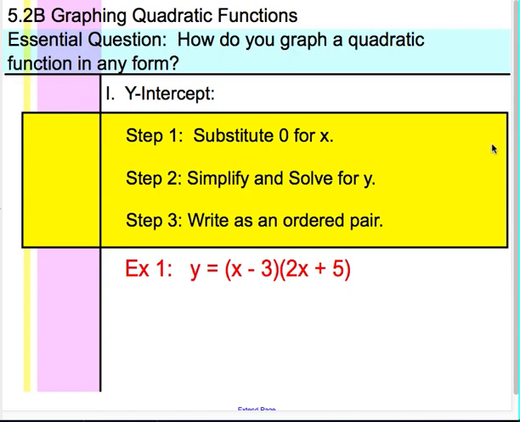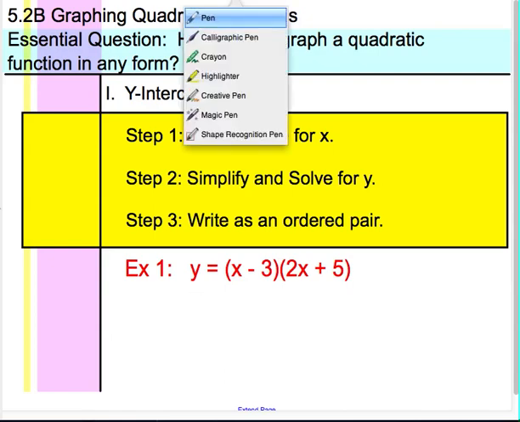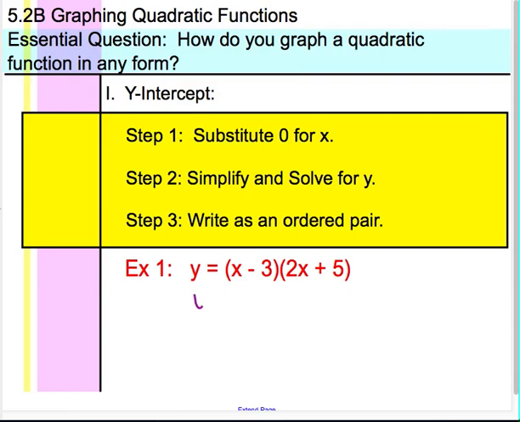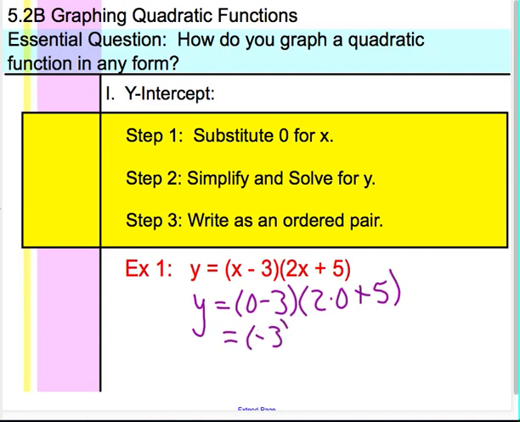So our first example, we have in factored form. So we substitute 0 for x in both places. So x minus 3 becomes 0 minus 3, and 2x plus 5 becomes 2 times 0 plus 5. 0 minus 3 gives us negative 3. 2 times 0 is 0 plus 5 is 5. So our y-intercept is negative 15, or the ordered pair 0, negative 15.